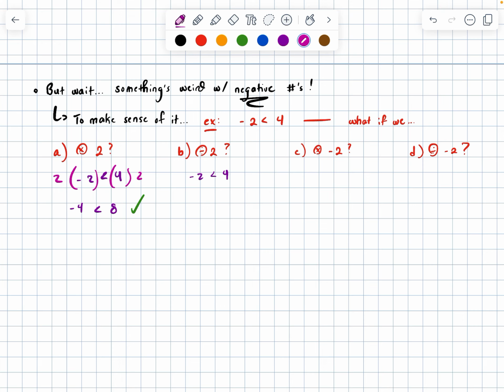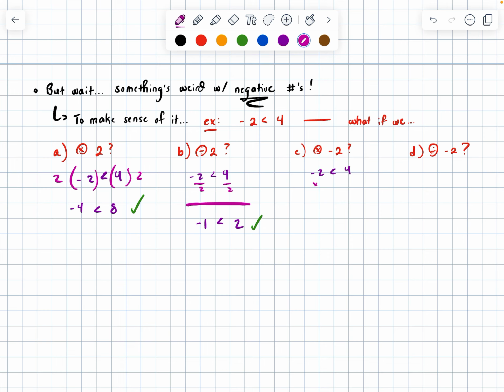Sure is. If we divide by 2, well, let's see. Negative 2 is less than 4. Let's divide both of these by 2. Negative 2 divided by 2, well, that's negative 1. 4 divided by 2 is 2. Is negative 1 less than 2? Sure thing.